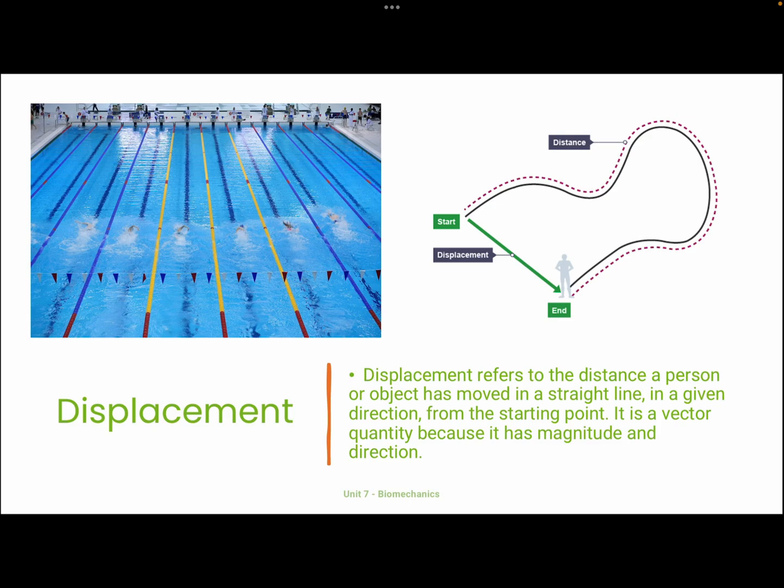Another example would be if a swimmer swims 50 metres in a 25-metre pool. The displacement would be 0 because they end up at the same point which they started. Positive and negative refers to a direction. For example, positive could be classed as north, which is the direction the swimmer goes in for the first 25 metres, and negative could be classed as south, which is the direction the swimmer goes in for the second 25 metres.